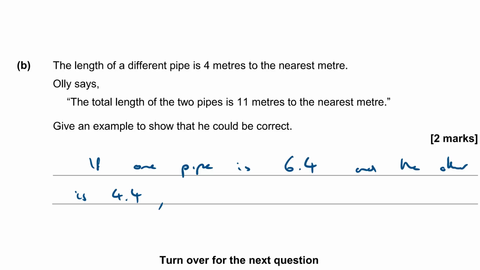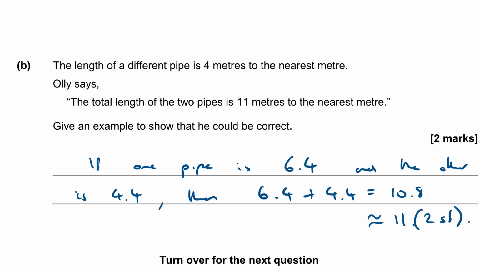So then 6.4 plus 4.4 is 10.8, which is closer to 11 than 10, isn't it? So yeah, it could be 11 to the nearest meter.